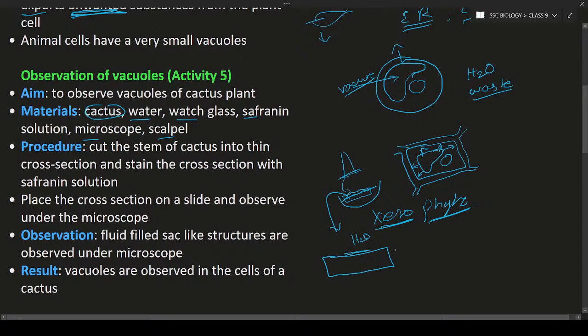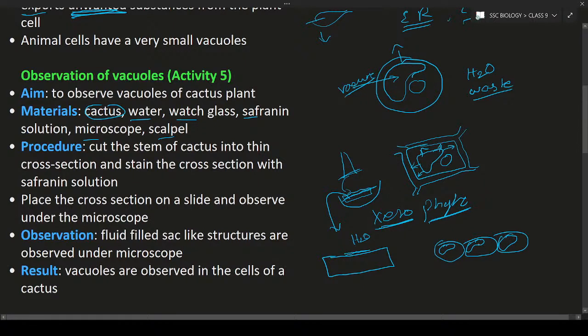When you observe this under the microscope, you can see the cells. The cells are present in this way, and in the cells you can see large sac-like structures. These sac-like structures are known as vacuoles.